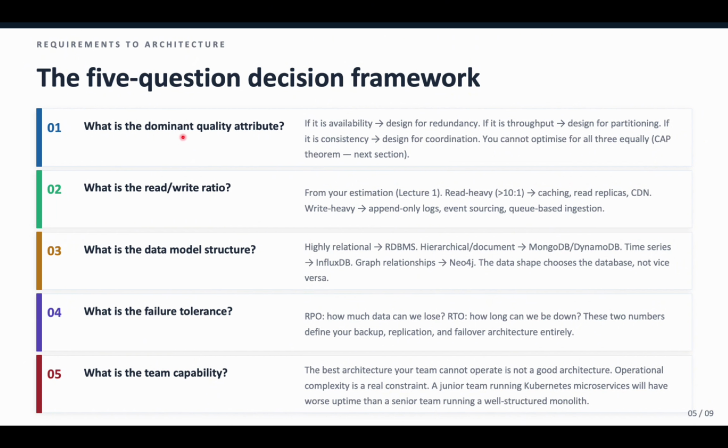Alright, now I want to give you a framework, 5 questions. Every time you face an architectural decision, ask these 5 questions in order. Question number 1 is, what is the dominant quality attribute?